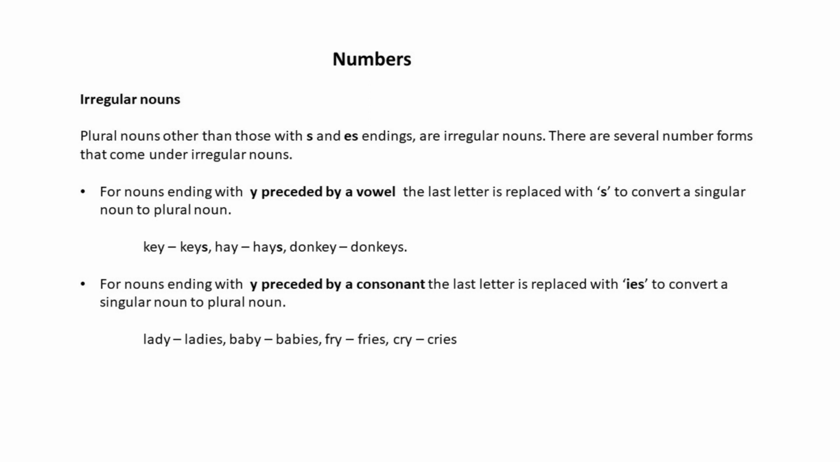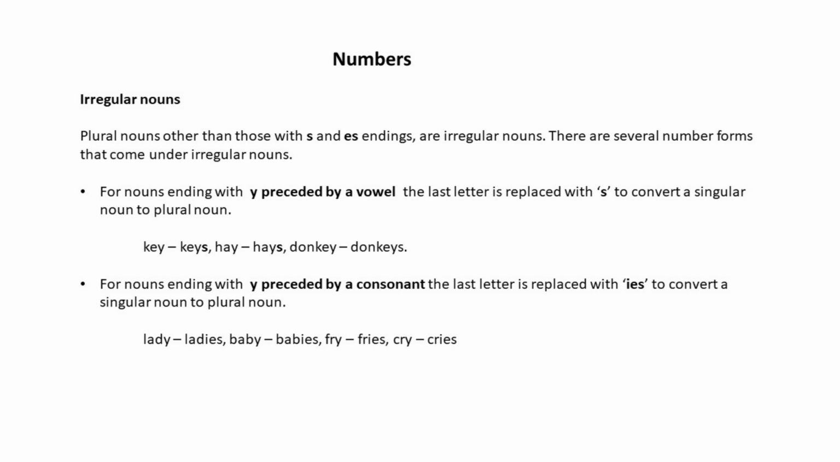For example, if I say the word lady, the word ends with the letter Y, but look at the letter that precedes Y: it is D. D is a consonant. So the plural form of the word lady will be ladies. And how do you get that? You are replacing the letter Y with IES.